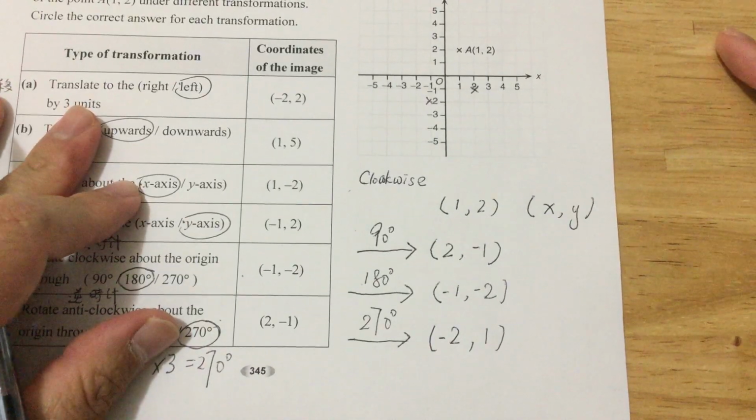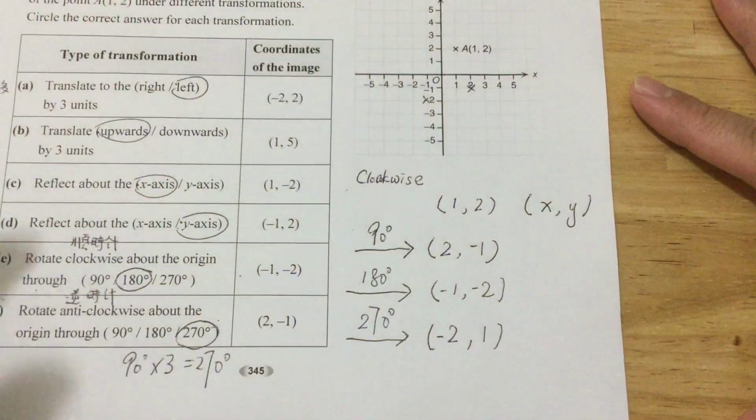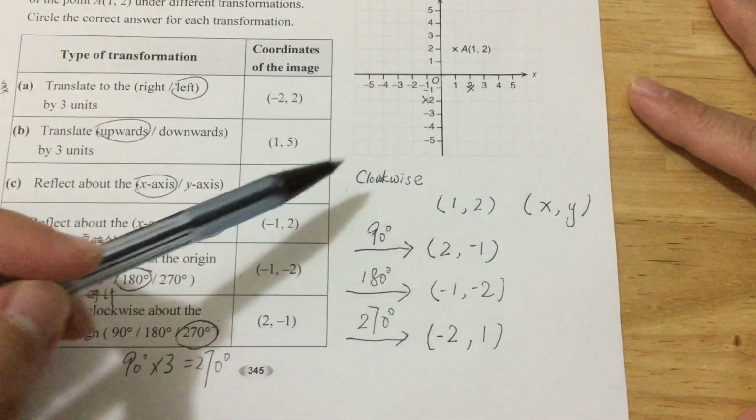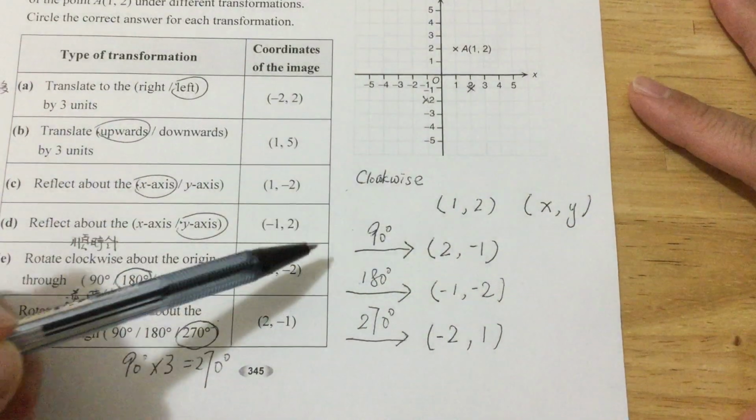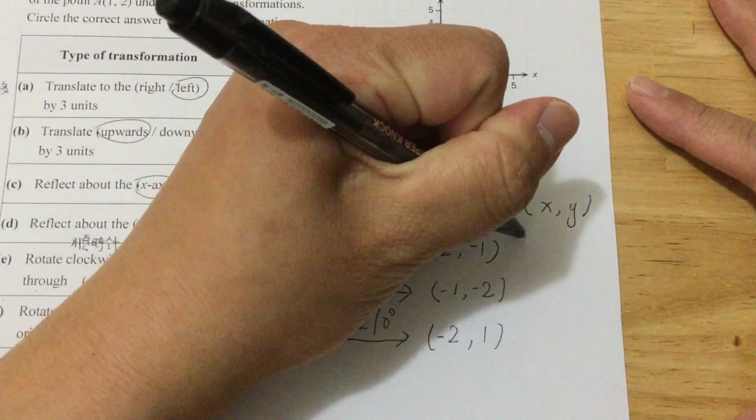Okay, now I give you a very easy way to memorize these things. First of all, every time you are only required to remember 90 degrees. So first of all, look at this point.